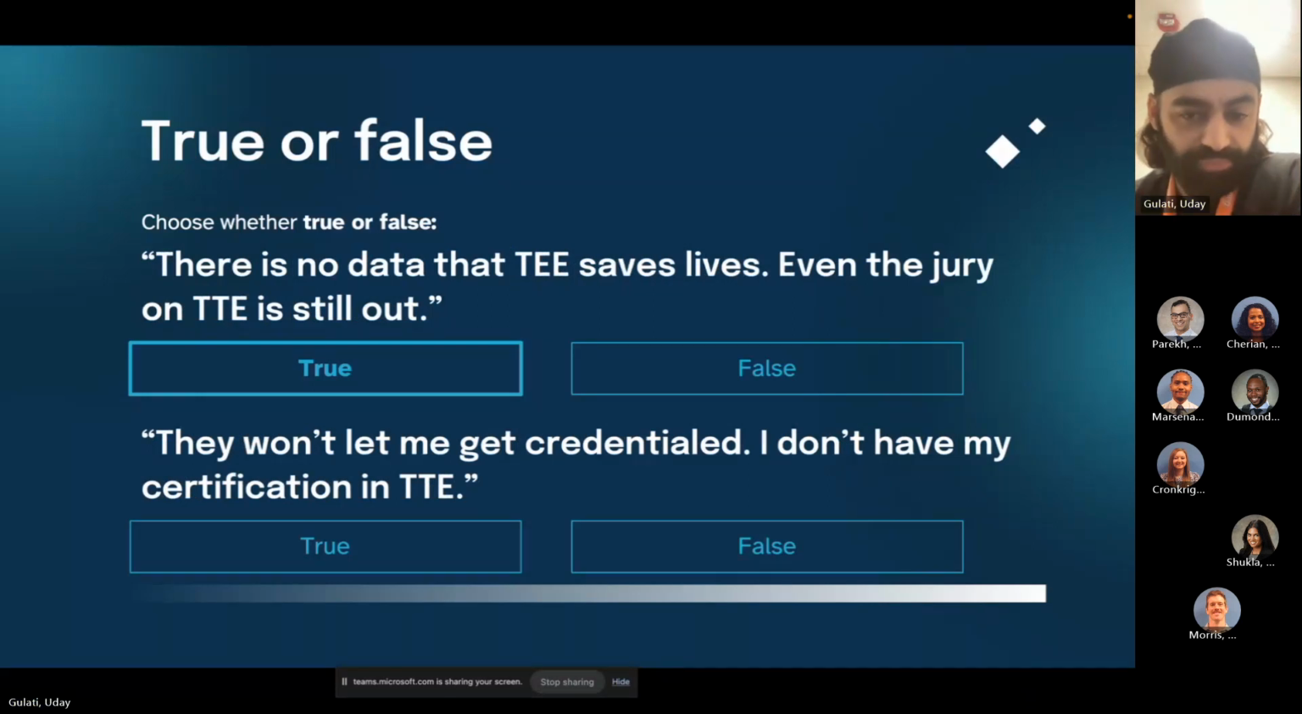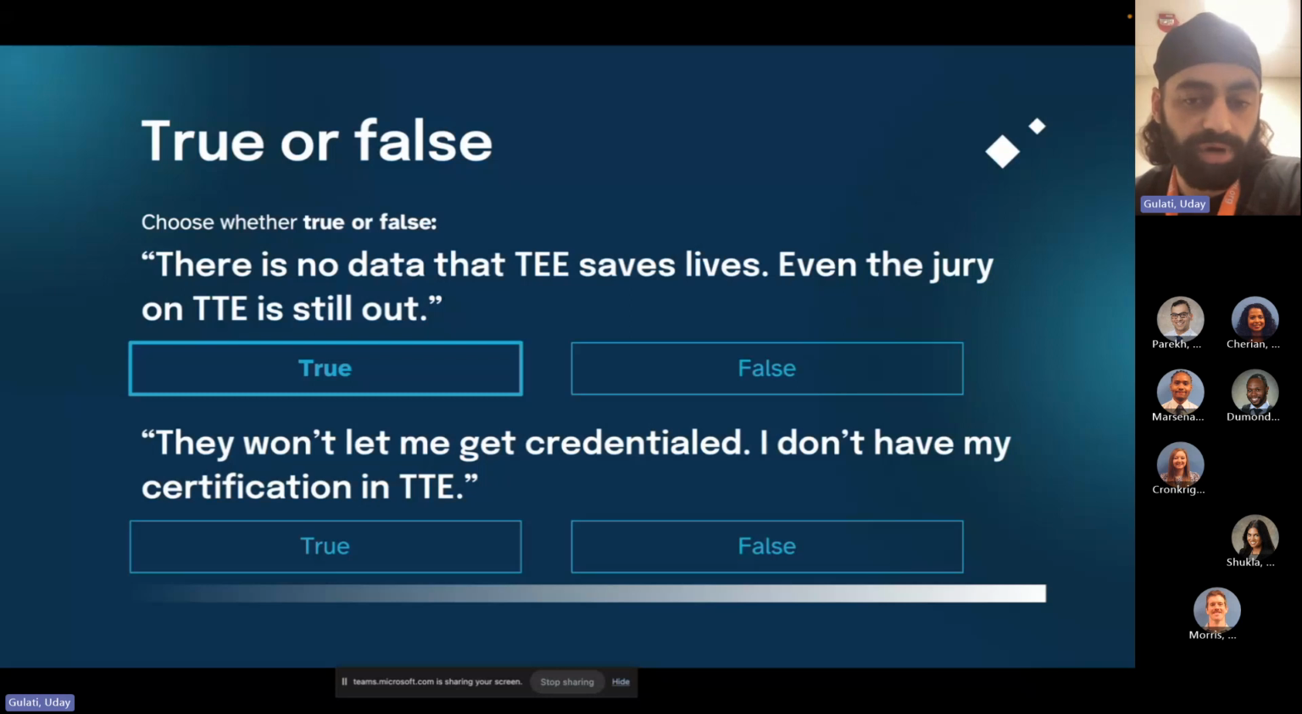This one's hilarious to me, right? There's no data that TEE saves lives. Well, there's no data that mechanical ventilators save lives. There's no data that CT scans save lives, but we use them anyway, right? I think we're just not asking the right question. Does it improve an intensivist's practice? Does it help them make better decisions?